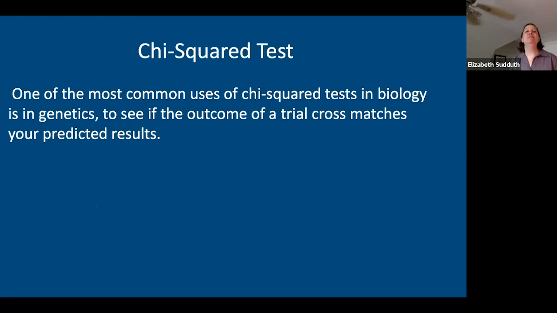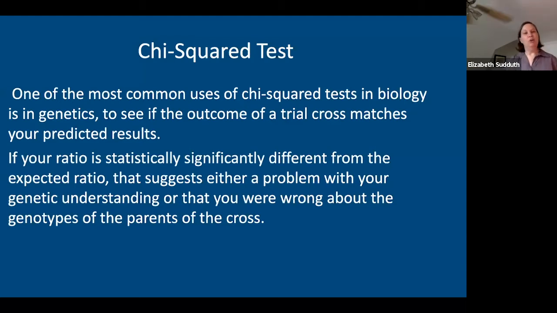The way we use it in biology is to compare the outcome of a trial cross, like we just talked about, to our predicted results to see if that number of purple and white pea plants we got is enough like 50-50 for it to count, or is something else going on? If your ratio is statistically significantly different from the expected ratio, it might be there's a problem with your genetic understanding. You might have thought that this was a simple recessive trait like we just talked about, when actually there's some more complicated stuff going on in how the trait is inherited.